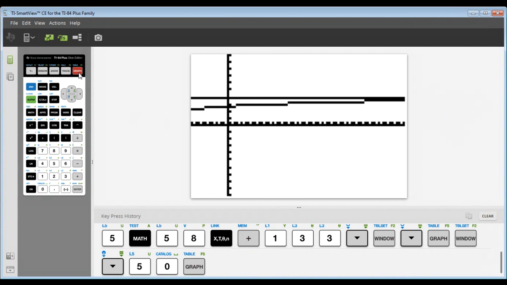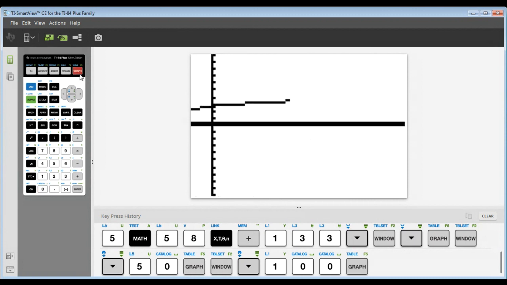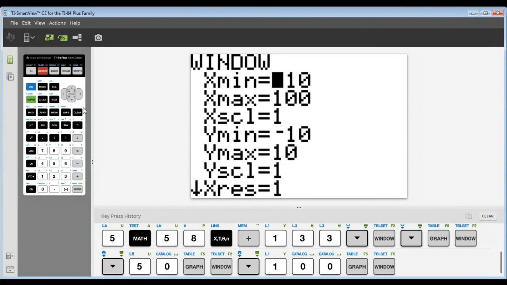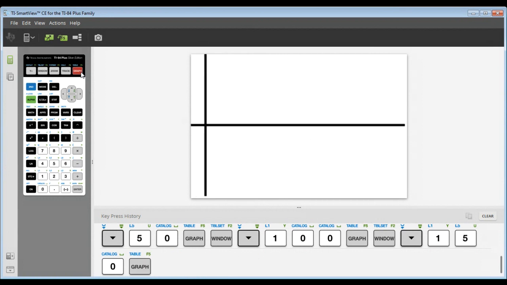I still don't see it. So I think that I have to increase this. So I'm going to go back and do 100, and graph it. I still don't like what I'm seeing, so I'm going to increase it to 150. Graph it. Let's see if this helps.